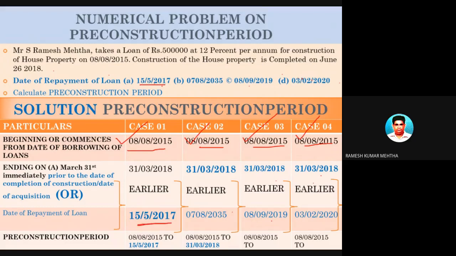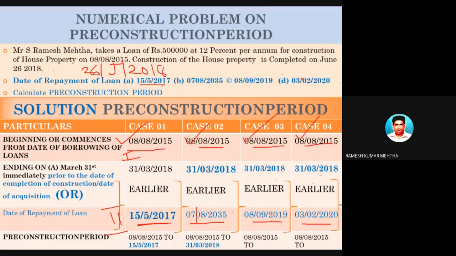In the first case, it is 15th May 2017. In the second case, it is 7th August 2035. In the third case, it is 8th September 2019. And in the last case, it is 3rd February 2020. So this is first, this is second. Third, when was the house property completed? The house property was completed on 26th June 2018.